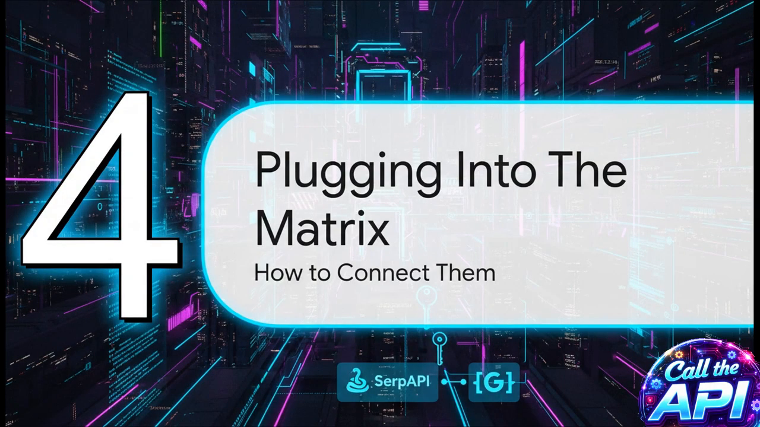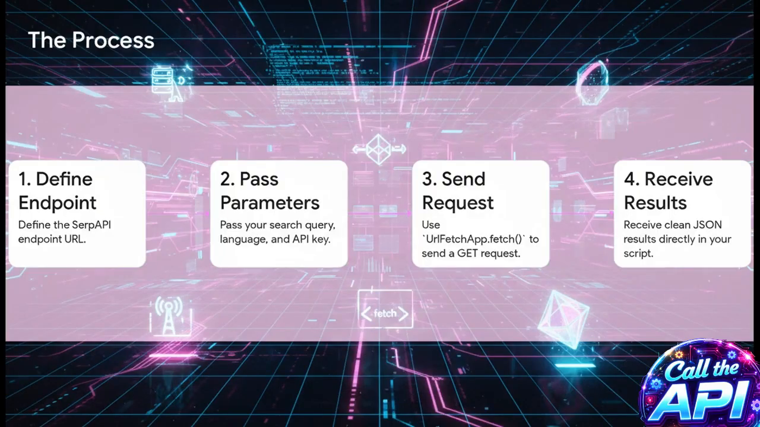All right, now for the really fun part. We have the key and we have the gateway. So let's see just how ridiculously simple it is to actually connect them. It's time to plug into the matrix. Honestly, you're not going to believe how easy this is. In your Apps Script, you literally just define the web address for SerpAPI, tell it what you want to search for, use a simple command called UrlFetchApp.fetch to send the request, and boom, clean JSON data comes right back to you. That's it.